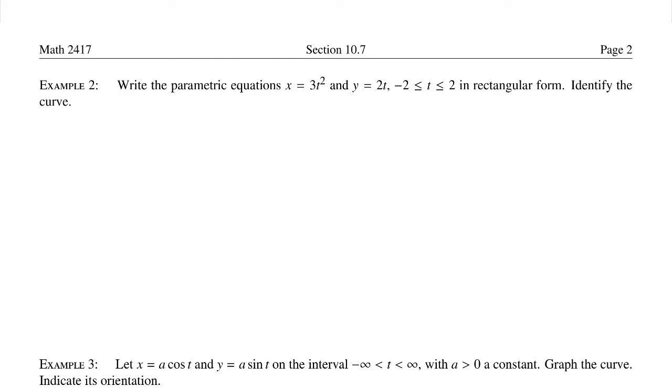Example 2. Write the parametric equations x equals 3t squared and y equals 2t, where t runs from -2 to 2, in rectangular form, and then identify the curve. Well, I already gave that away. We know it's a parabola. Let's see what the rectangular form would be.